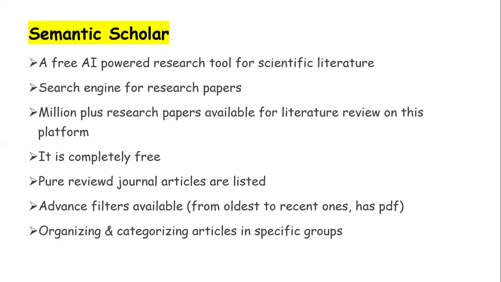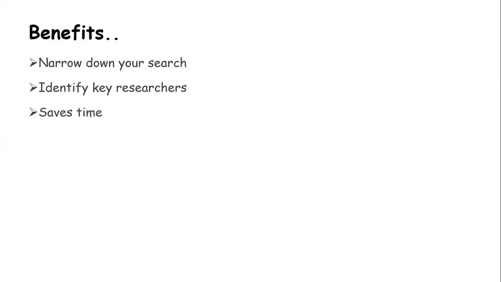So ये इसके main points हैं, आपको ये benefits इससे मिल रहे हैं. You can organize and categorize articles in specific groups as well while using Semantic Scholar. So it can narrow down your research, it can identify key researchers, and it can save your time in return.